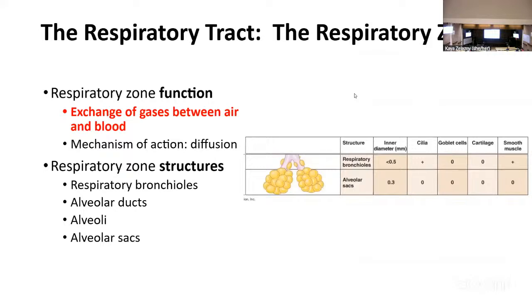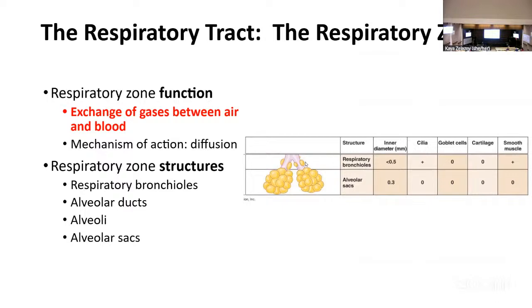Okay, so that's the conducting zone. Hopefully pretty simple. We've got a series of tubes. We've got the mucus escalator trying to make sure that our air is clean. In general, we're warming up air and humidifying air. Then we hit our respiratory zone. The respiratory bronchioles, the first part of our respiratory zone, follow the terminal bronchioles of the conducting zone. And what they can do is start to do some gas exchange.